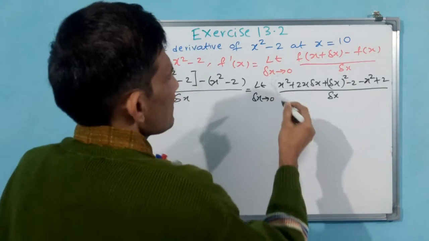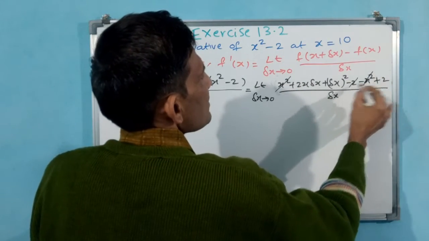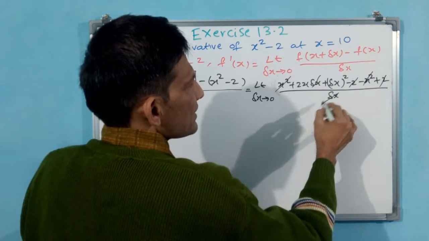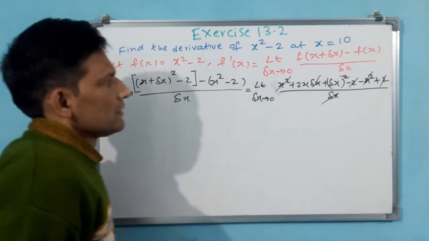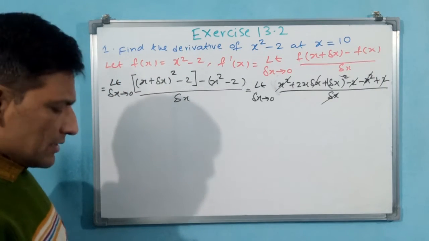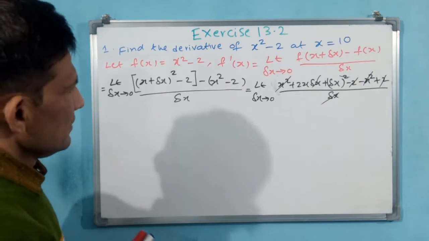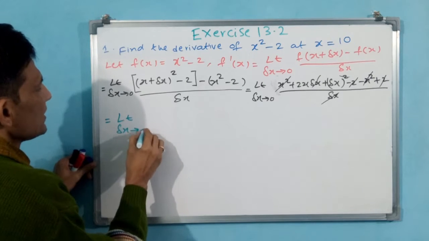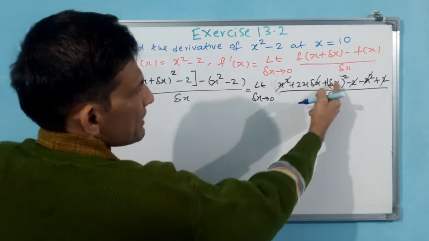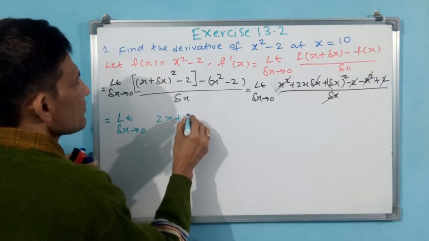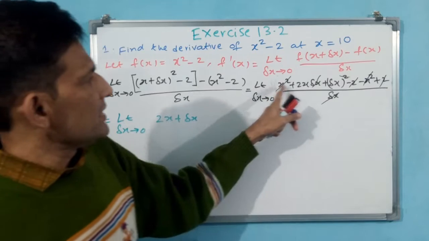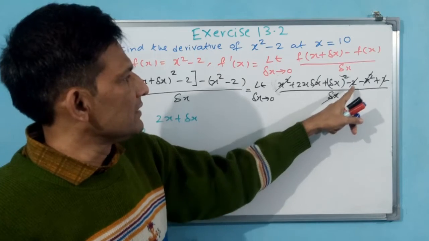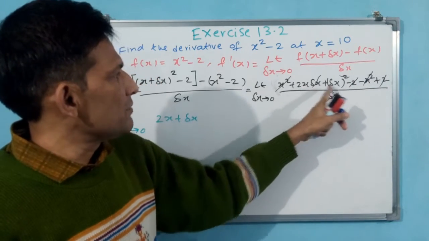Now you see, shall we do all the process? Why? Because x square and minus x square, minus 2 and plus 2 are going to get cancelled. Even delta x also is going to get cancelled. You see here, one delta x is going to get cancelled. Okay? That also we can do, I suppose. That is equal to limit delta x tends to 0, 2x plus delta x will come. You see here, 2x plus delta x. Why? Because x square gone, 2x, 1 delta x gone, delta x square, 1 delta x gone, minus 2 gone, x square gone. Okay? 2x plus delta x.